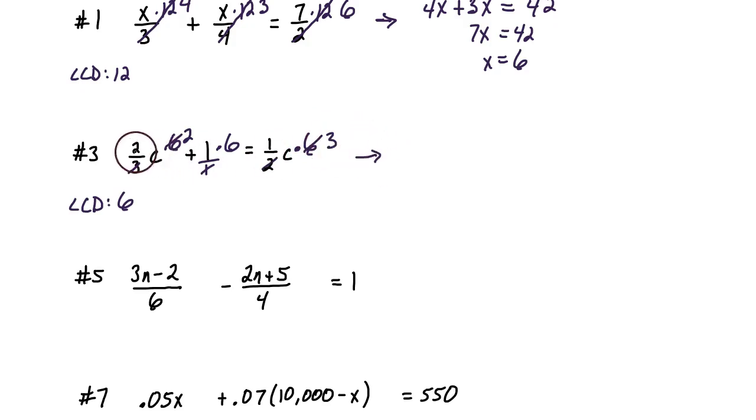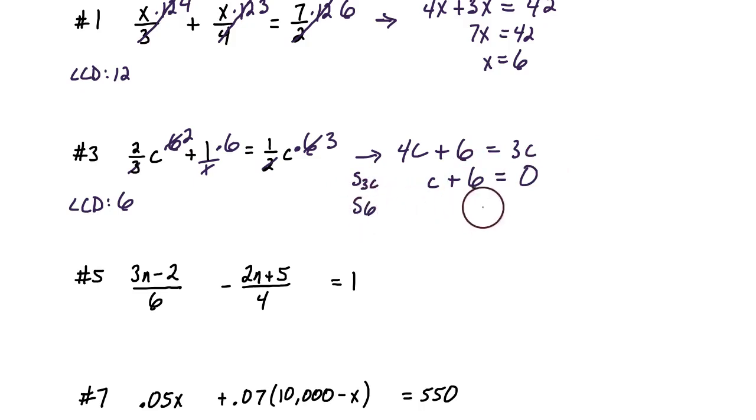Let's rewrite. 2 times 2 times c is 4c. Then there's a plus sign. 1 times 6 is 6. Then there's an equals. 1 times c times 3 is 3c. Now let's solve this equation. We can subtract 3c from both sides. 4c take away 3c is 1c. And now there's a 0 on the right. Now we can subtract 6 from both sides. So we get c equals negative 6.